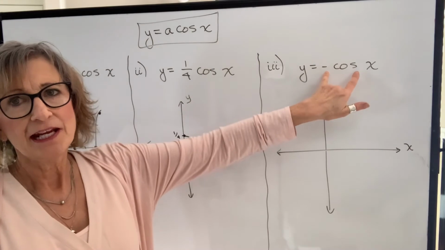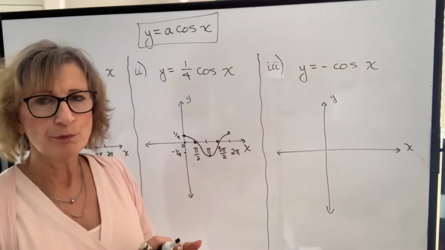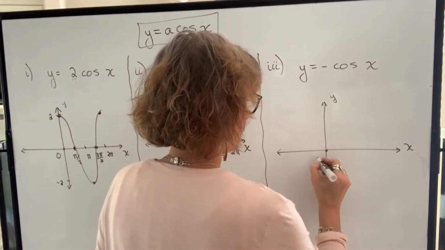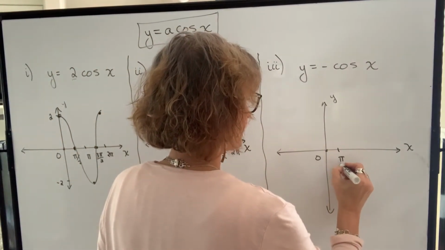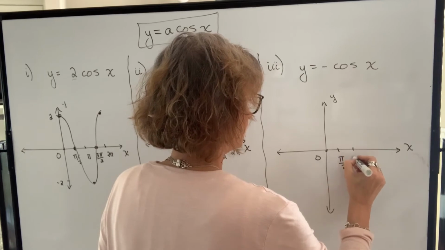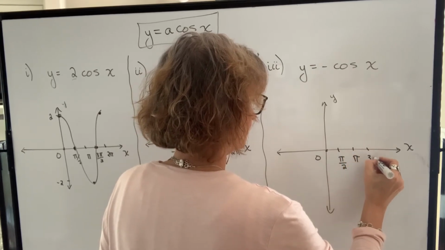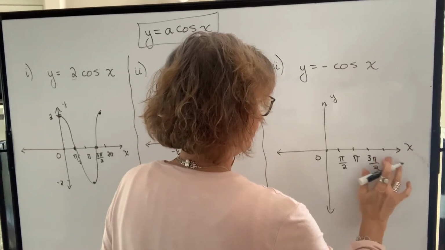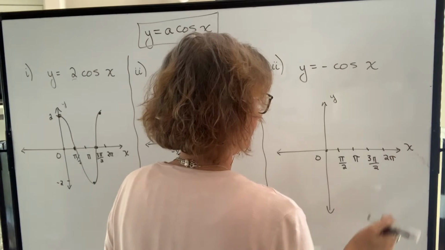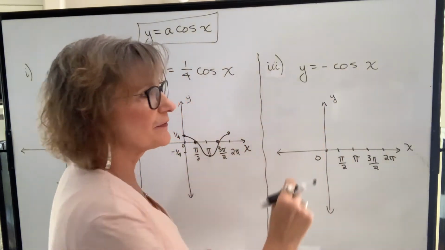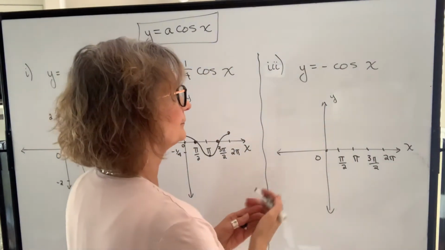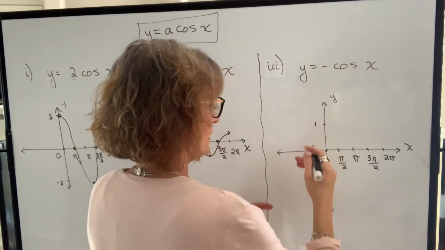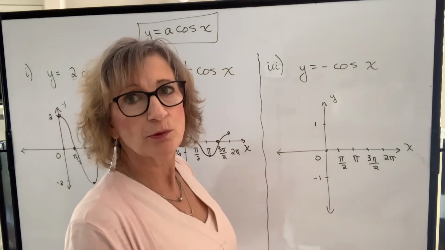When we have an a value that's negative, remember it flips it over the x-axis. Same key values for x. But if I take all the y values and multiply them by -1, my graph will basically be flipped from what it was.